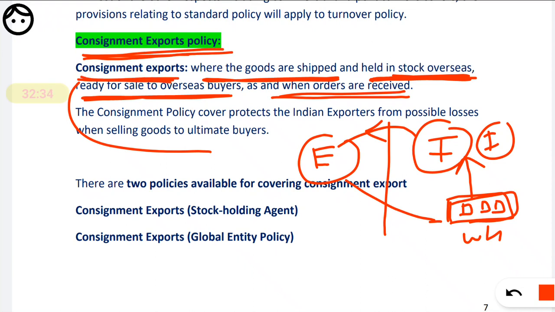What is a consignment export? I have already explained here. The goods are already shipped. If an order is received, then it will immediately be transferred and shipped to the importer, because the time of travel from country to country is saved. It is already shipped in the importer's country.